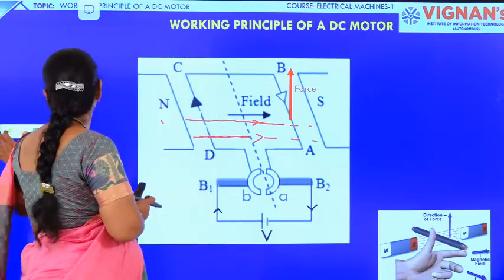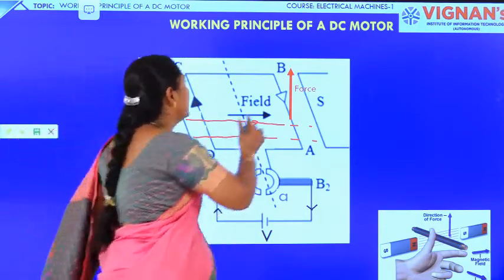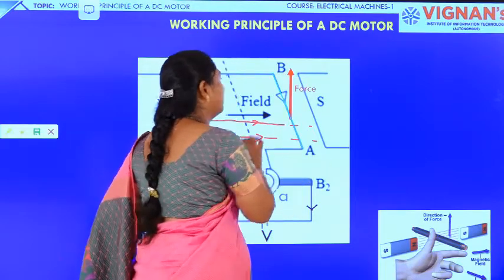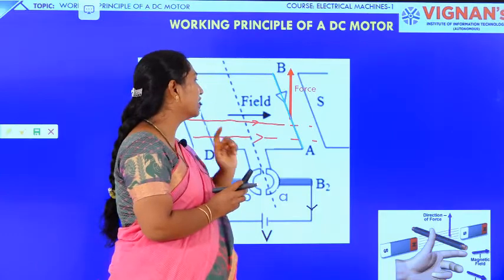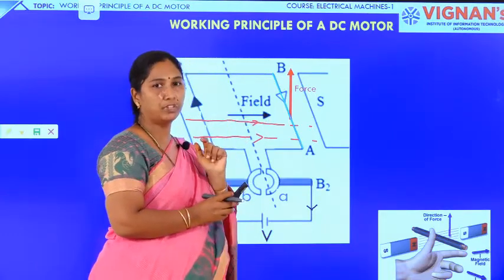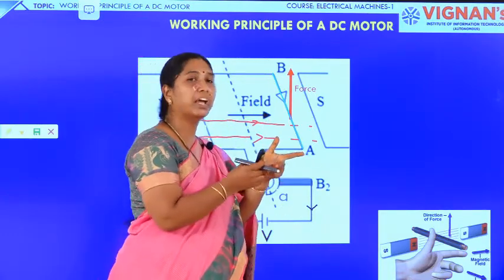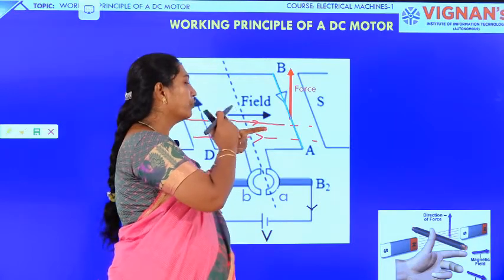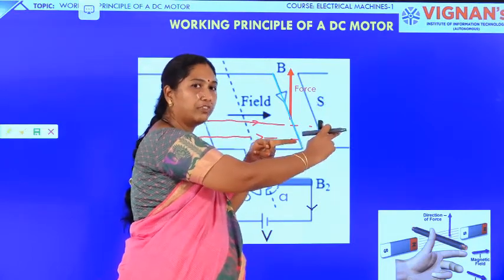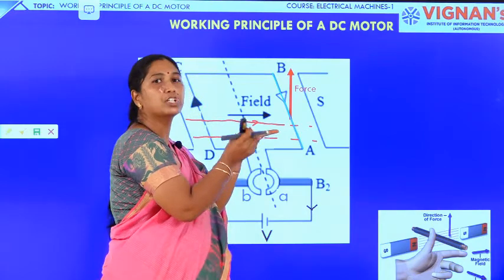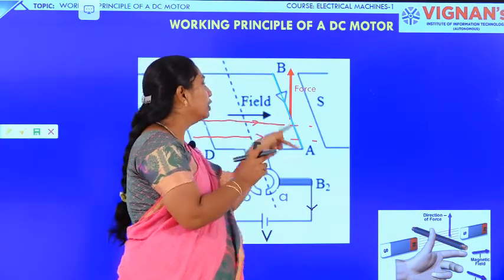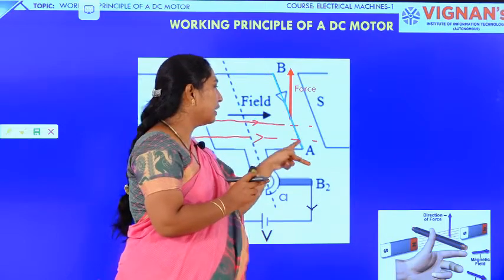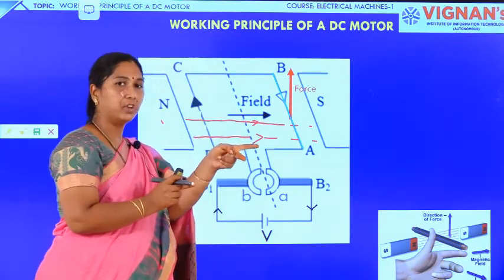Now the next known quantity is the direction of the current. For our reference, let us take the coil side AB. I am taking the conductor AB as the reference. So the direction of the current is outside the plane of the board. That is indicated by the middle finger. So forefinger along the direction of the field and middle finger showing the direction of the current.